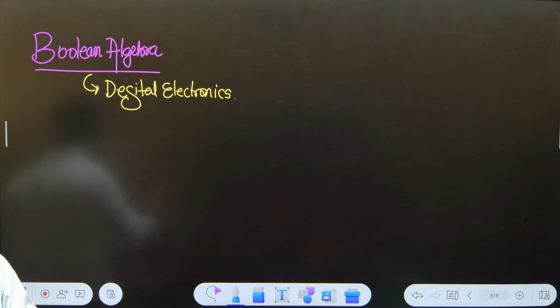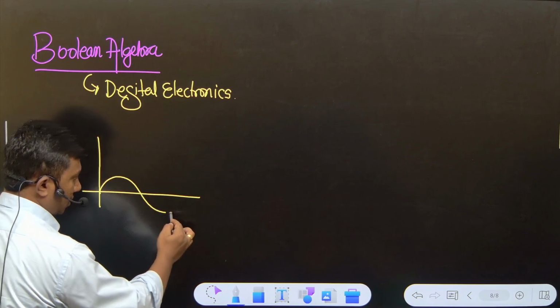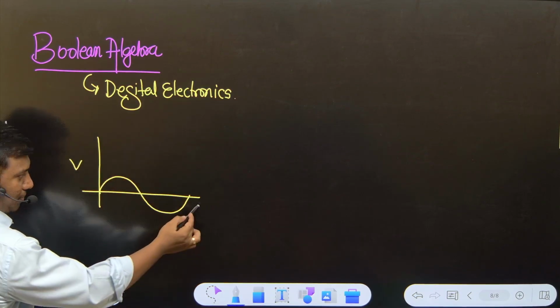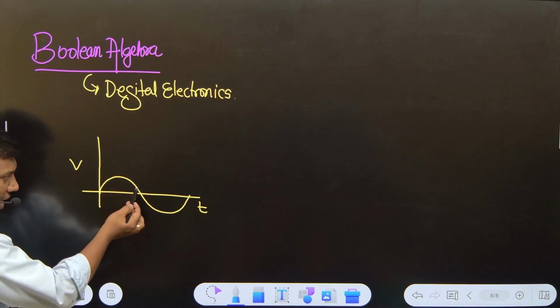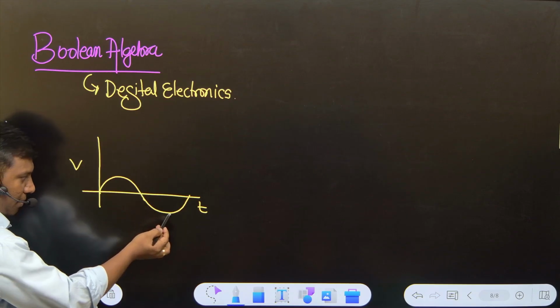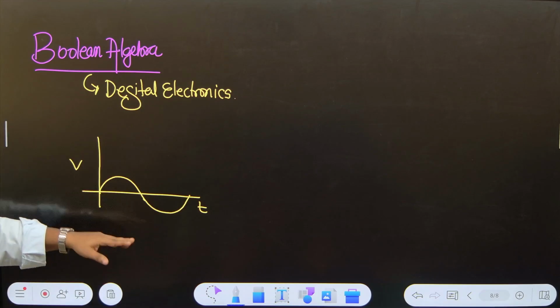Understood now? Continuous input. For example, this is a continuous input. The voltage with respect to time is varying continuously, becomes maximum, then decreases to minimum, then becomes negative voltage, then it rises again. That's an analog circuit input, and it is continuous.